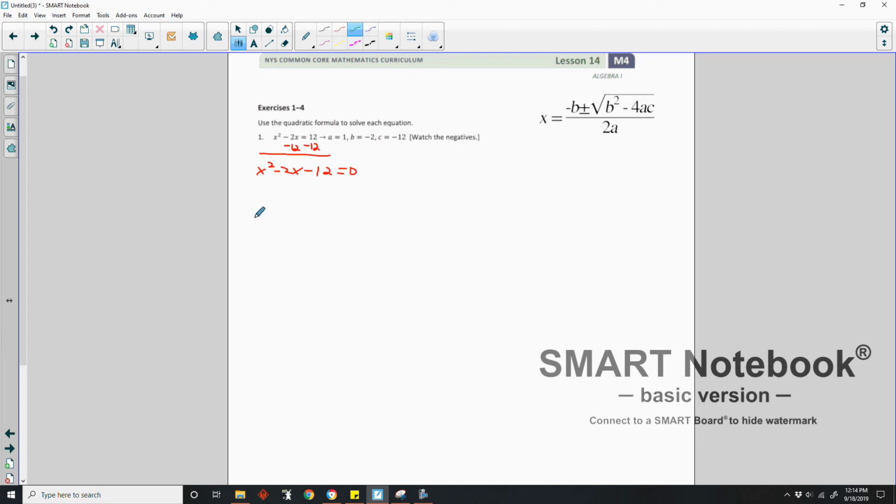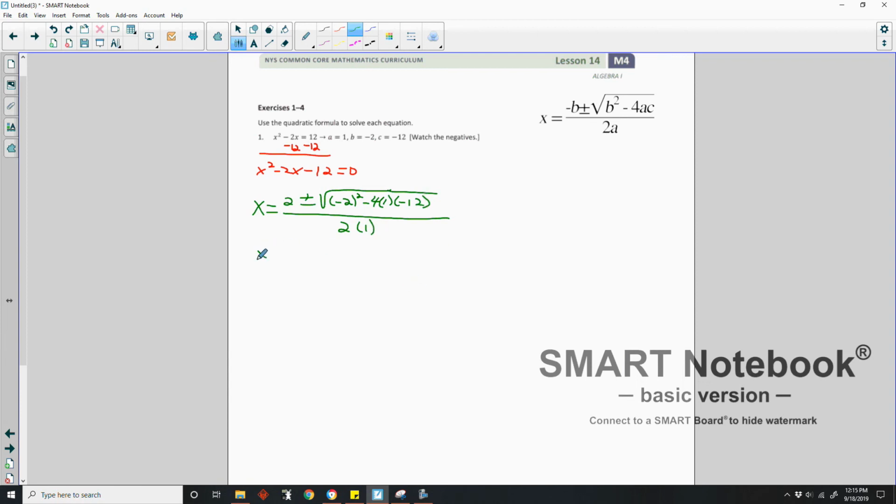So my equation is x equals negative b. b is a negative 2. Careful with your negative. It says right there, watch the negatives. A negative 2 is a positive 2. So always be careful with that. So it's 2 plus or minus the square root of b squared. I'm just going to write it for starters. Negative 2 squared minus 4 times a, and a is 1, times c, which is negative 12. So all this is, once you know the formula, is substitution. And you divide that by 2 times a.